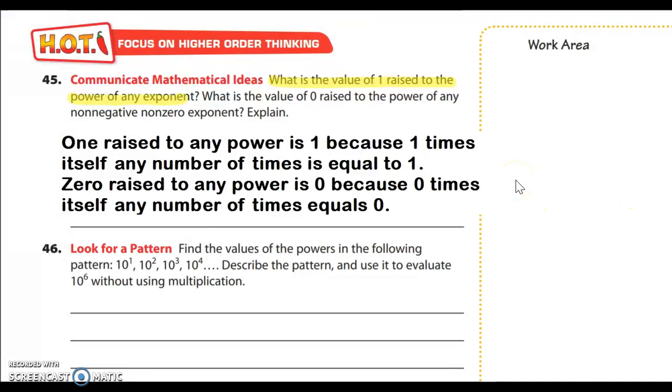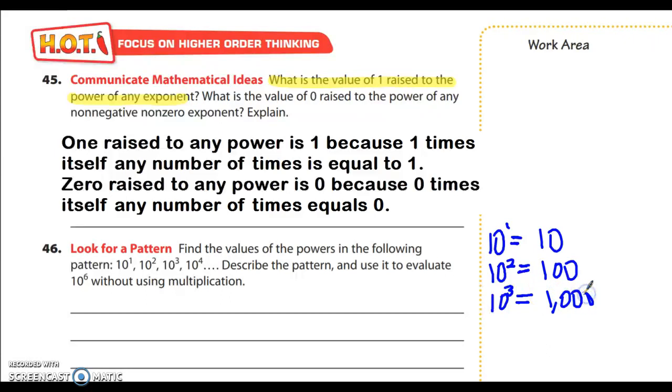Let's check out 46. 46 reads, look for a pattern. Find the values of the powers in the following pattern: 10 to the first, 10 to the second, 10 to the third. What is 10 to the first? 10 to the first is 10. What's 10 to the second? Well, 10 to the second means 10 times 10. That's 100. What's 10 to the third? That means 100 times 10 again. That's 1,000.